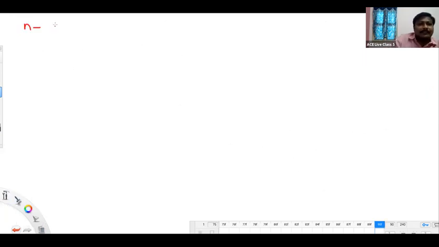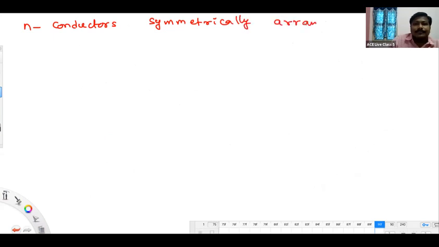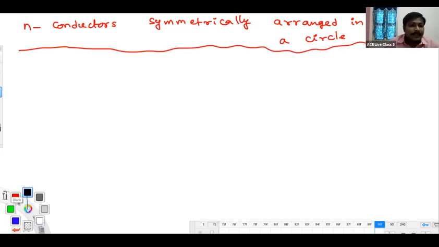N conductors symmetrically arranged in a circle. Just take up this heading. We have to calculate the GMD among these N conductors. We have to calculate the GMD value among these N conductors.